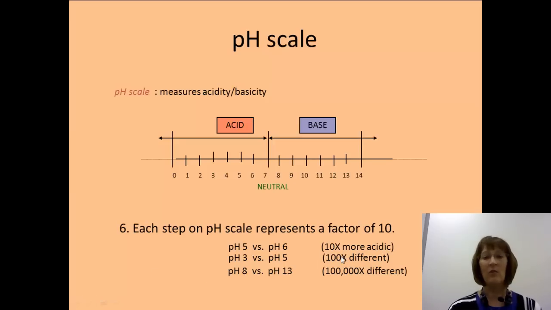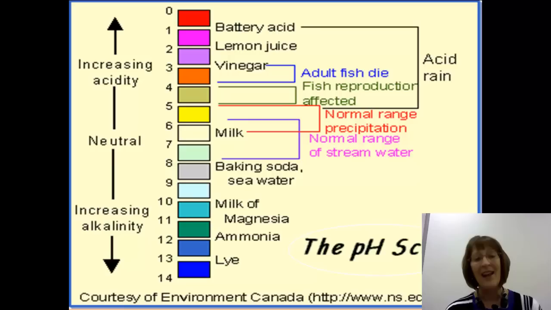There we go. So you have the pH 8 versus pH 13. So we have 1, 10, 100, 1,000, 10,000, 100,000. So you end up with a pH that's 100,000 times more acidic. pH 8 has a pH that's 100,000 times more acidic than the pH of 13, even though they're on the base side, because we're measuring the H ion concentration, which is the acid.